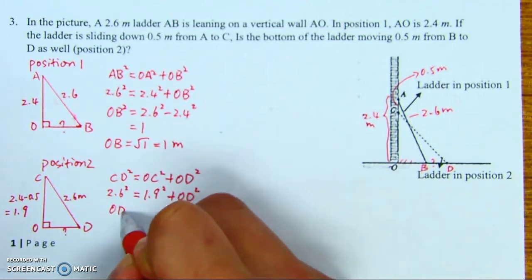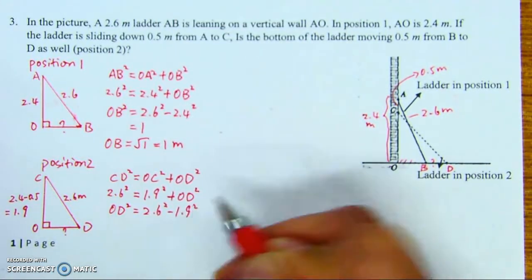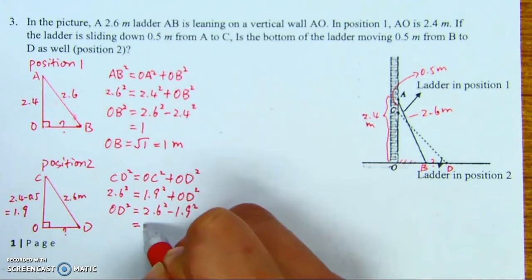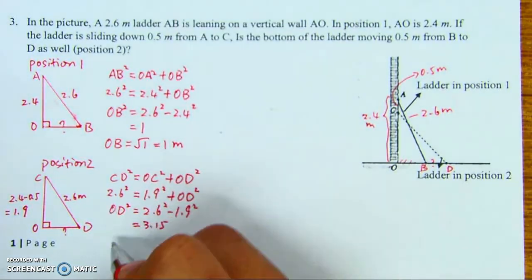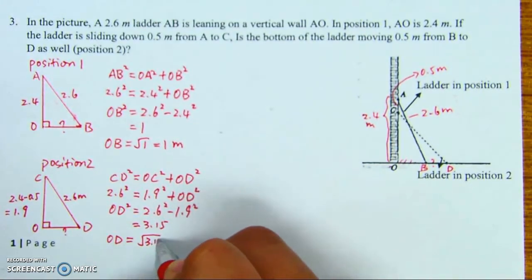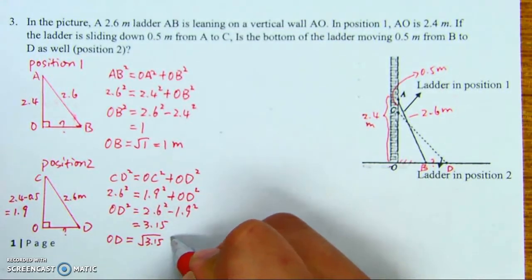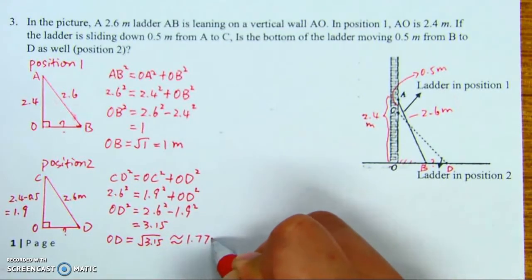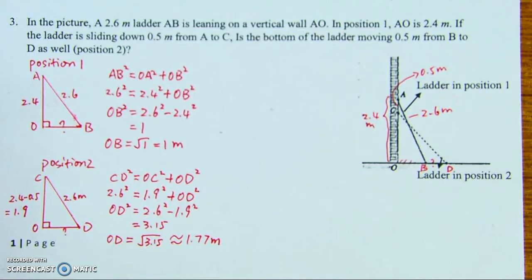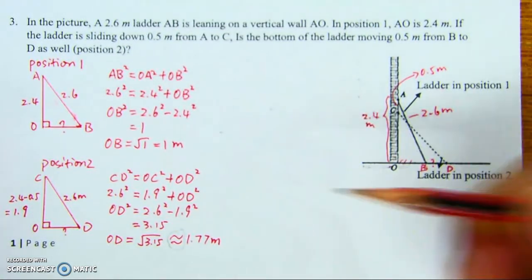So OD squared is 2.6 squared, take away 1.9 squared, and then that is 3.15. Calculate that using your calculator. And then OD is square root 3.15, so we don't have to think about the negative situation. Alright, so that's approximately equal to 1.77 meters. Alright, so the approximate equal sign is very important because that is an irrational number.